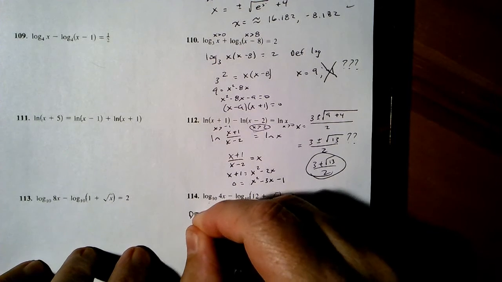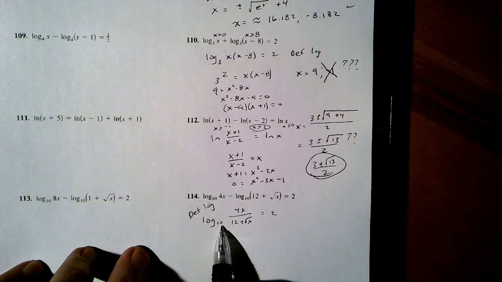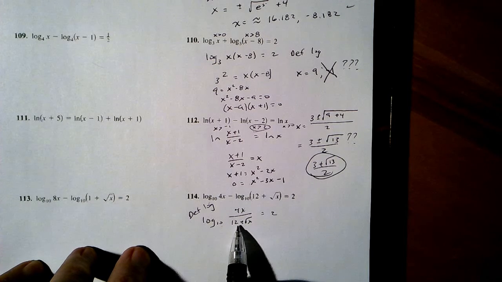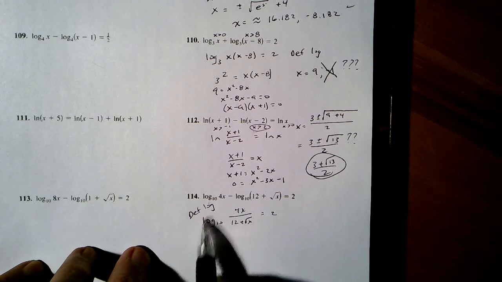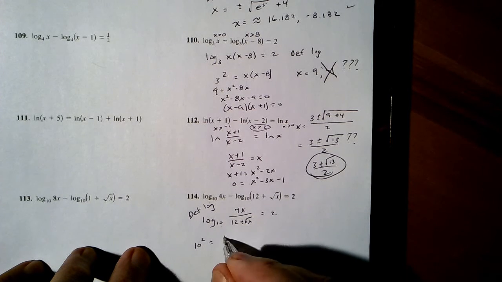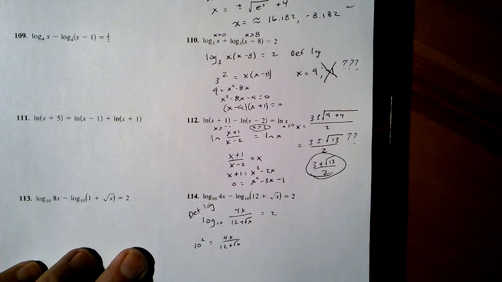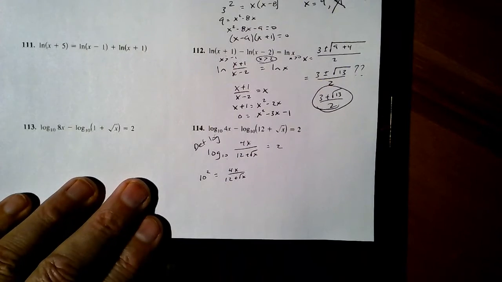Definition of log: this big nasty thing is the exponent that turns 10 into 4x over 12 plus square root of x. But this big nasty thing is 2. So 2 is the exponent that turns 10 into 4x over 12 plus square root of x. And this is just a filthy little problem here.